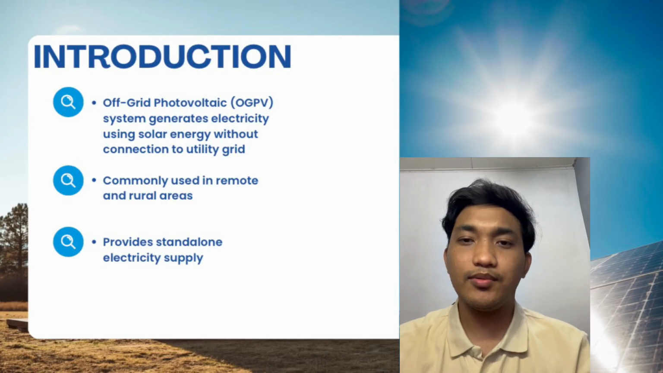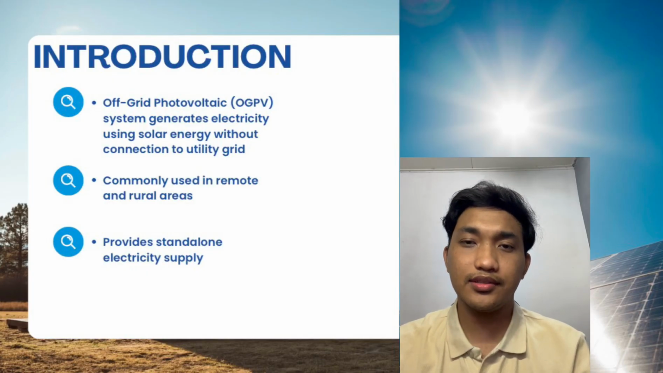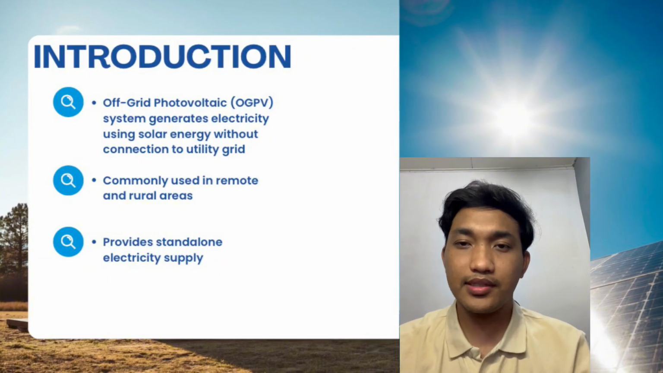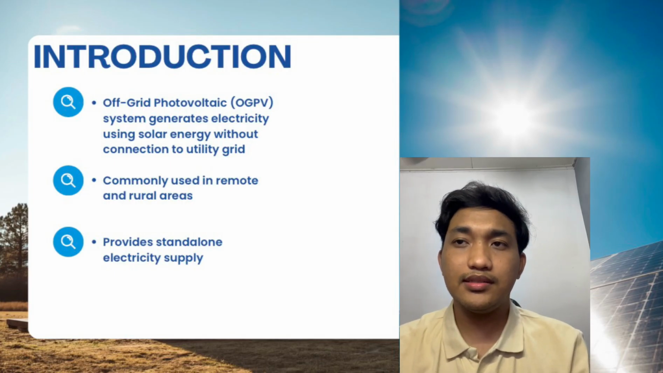B132310488. I will present about OGPV, off-grid photovoltaic system. I will present about introduction, system component, schematic diagram, and policy. Introduction. Off-grid photovoltaic systems are independent solar energy systems that do not rely on the national electricity grid. These systems are very useful in remote areas where grid connection is difficult or expensive.